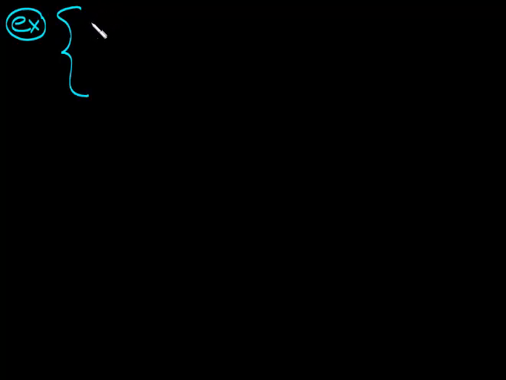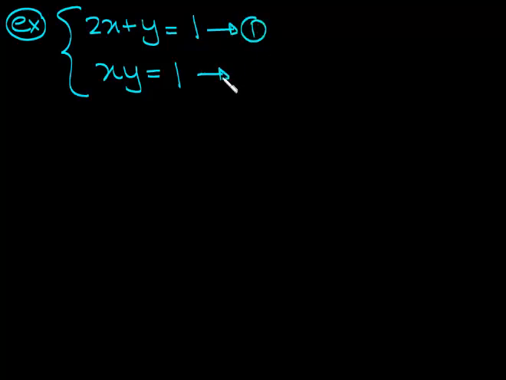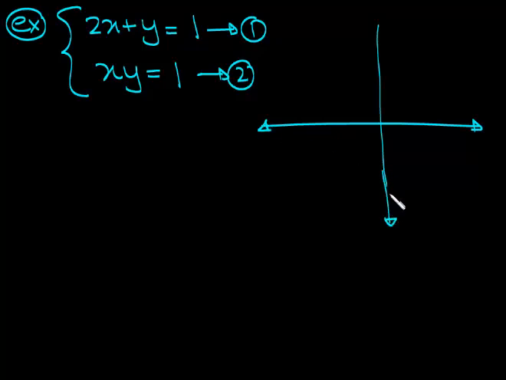Let's say you have 2x plus y equals 1, and xy equals 1. This is equation 1 and equation 2. Now you don't need to know the graphs of these, but it does help sometimes to understand what's going on. The first equation is just a line, so let me graph that line as accurately as I can, just to show you what we're looking for.